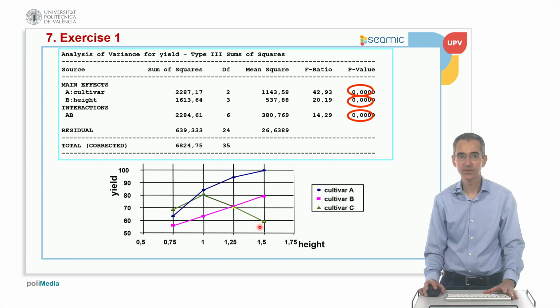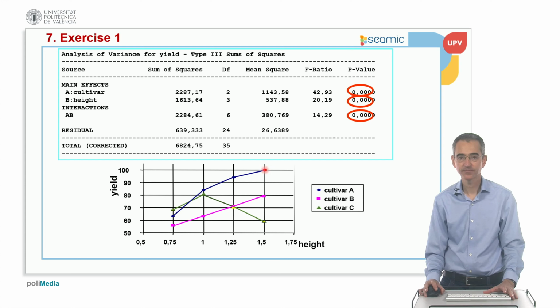Well, so if we want to optimize, we have to choose the treatment that produces on average the highest yield. So it's very clear that we have to choose this: cultivar A and the height of pruning 1.5. And so if we work in this condition, about 100 would be the expected yield.